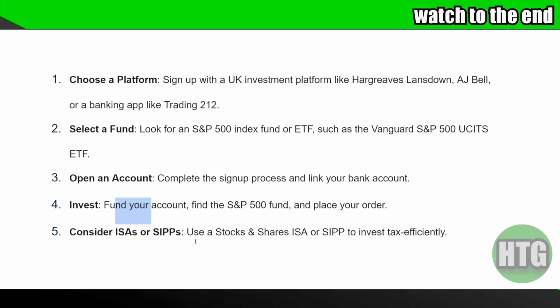Consider ISAs and SIPPs. Use a Stocks and Shares ISA to invest tax efficiently. Make sure to file your tax properly because not filing a tax return could get you in trouble. These are the things you need to do: use any of these platforms to invest in the S&P 500. You won't directly be able to invest in it on your own.